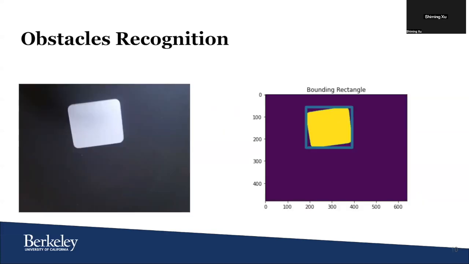Next slide. Here is the example. The left is the taken picture, and the right is the threshold picture, which shows the contours of the obstacles.